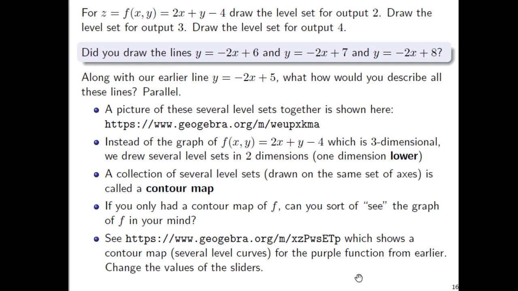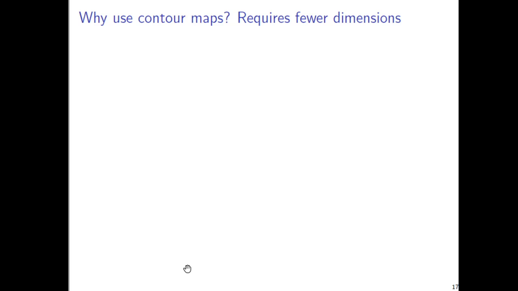Okay, just to make sure we're on the same page, that link that we just clicked on, it shows a contour map. Contour map just being fancy for saying several level curves for the purple function from earlier, right? You can change the values of the sliders as we did. Why use contour maps, or why use level sets? Okay, contour maps are just several level sets. So why use contour maps, or why use level sets?